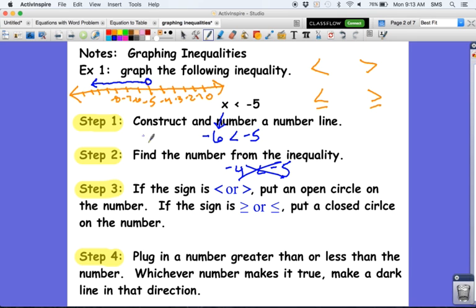So our solution is which numbers make this inequality true. And that would be negative 6, negative 7, negative 8, negative 9, and I could keep going on forever to the left of my number line. Any number that's to the left of negative 5 on the number line is less than negative 5 and would be true. Let's look at another one.